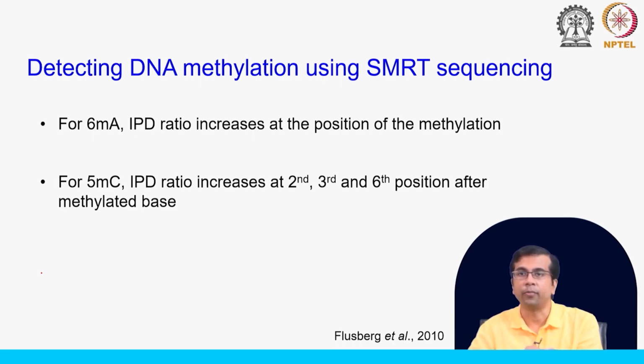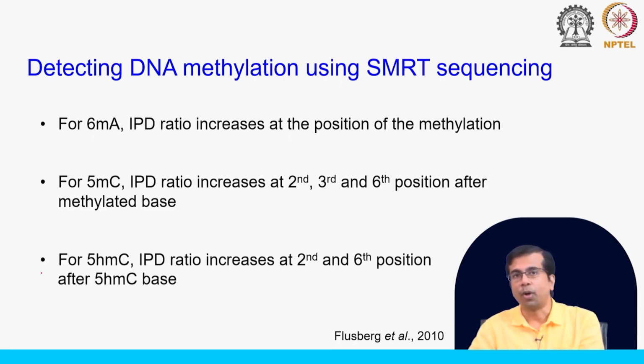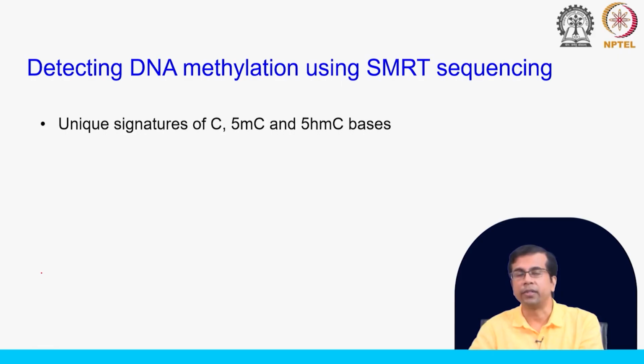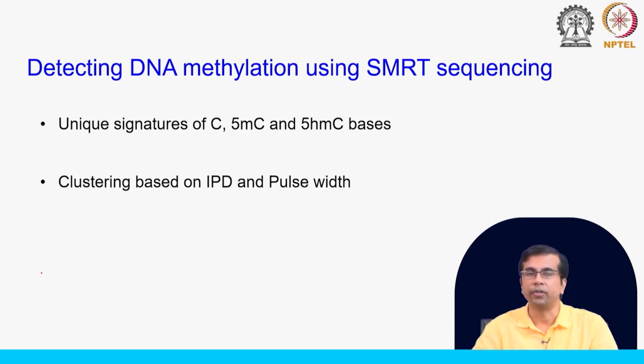Again, this is with respect to a specific sequence context. So, it might be the case that if you change the sequence context, these values might change. Before you actually apply these methods, you probably have to optimize and look at these controls. For 5hmC, there was a small difference: the IPD ratio increased at the second and sixth position, but not at the third position after the 5hmC base. So, what they could do is differentiate between unmethylated C, 5mC and 5hmC bases based on these two parameters that we just described.